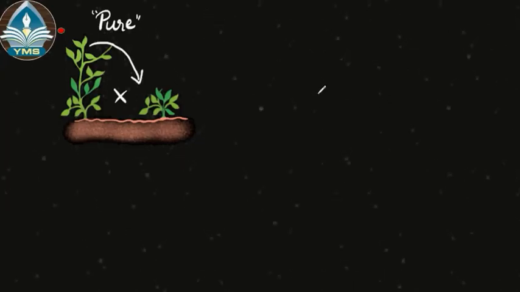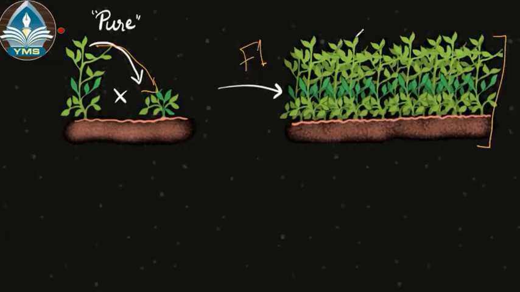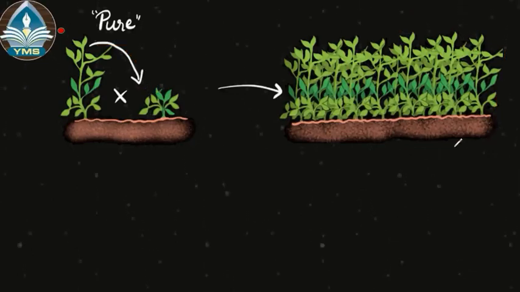Now the second step, what did he do after that? He cross-fertilized the plant. So he cross-fertilized a tall plant with a short plant. And what he got was this one. The offspring, or the first filial generation, all of them were 100% tall. And now this is surprising at the beginning because people used to think that the features of the father and the mother will mix together.